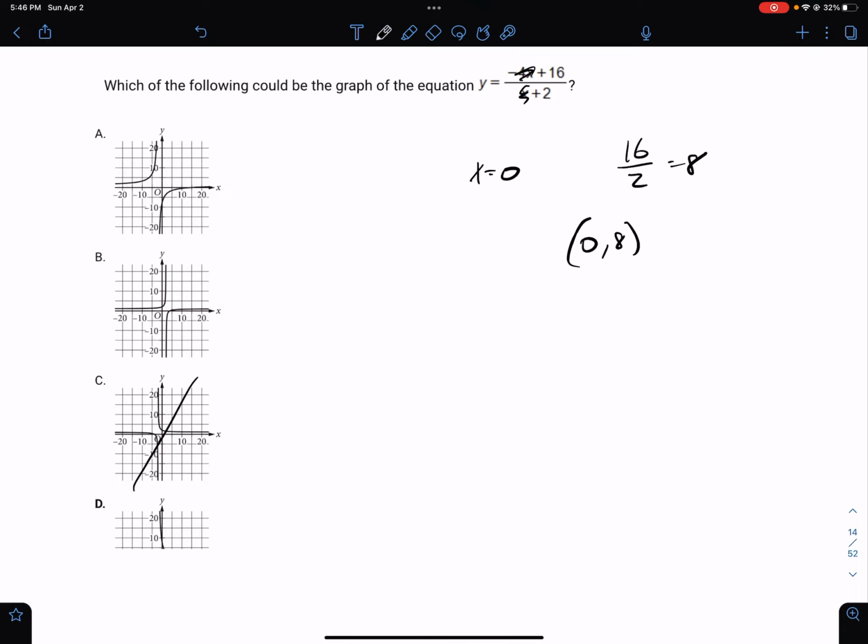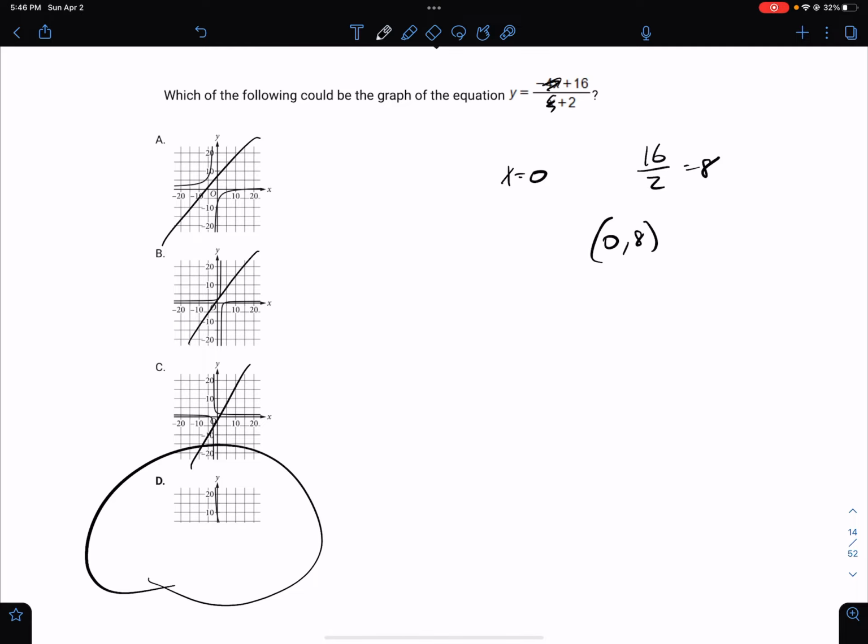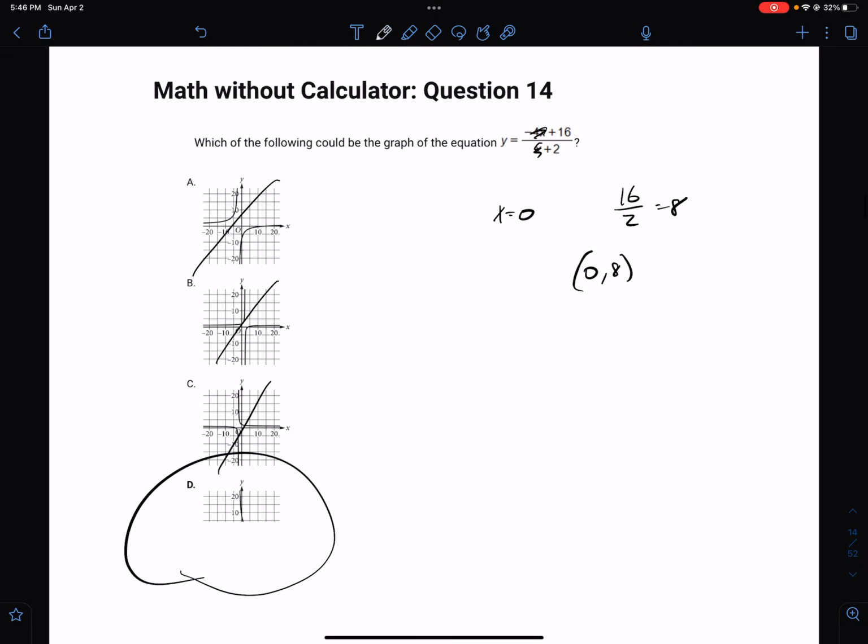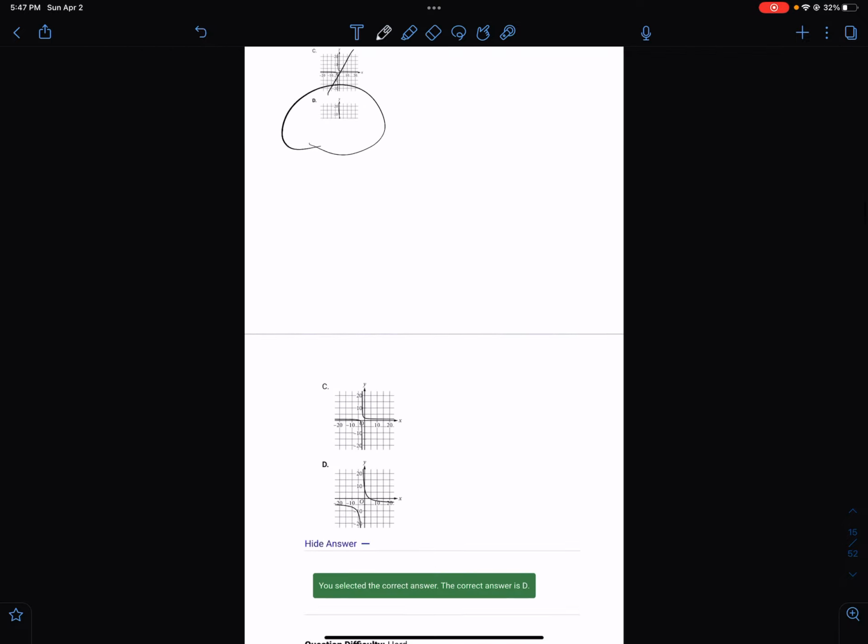Not this one. Not this one. Not this one. Okay, well, it's probably D. I can't see it. For whatever reason, the formatting on this test, since it's brand new, is a little bit strange. But that's good there. Let's keep going. That's number 14.